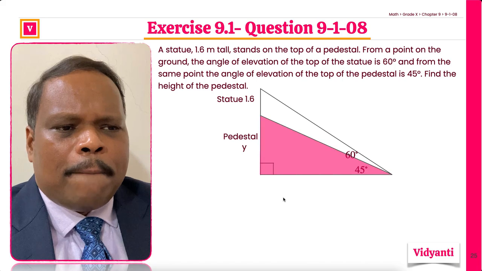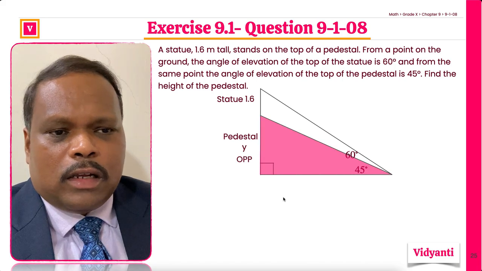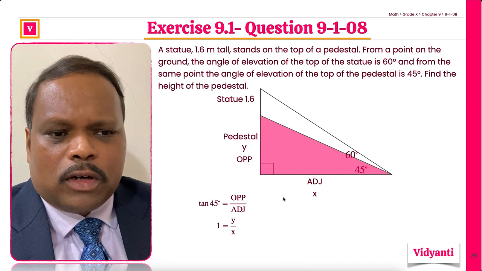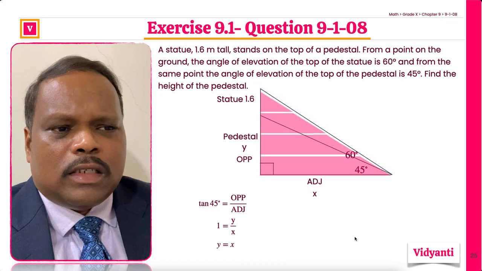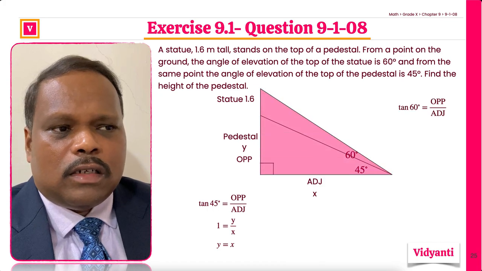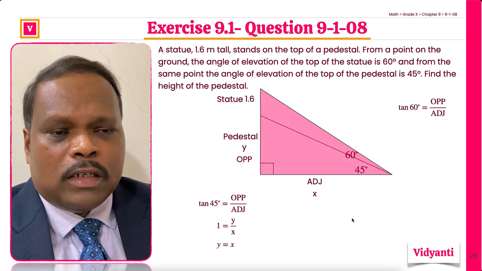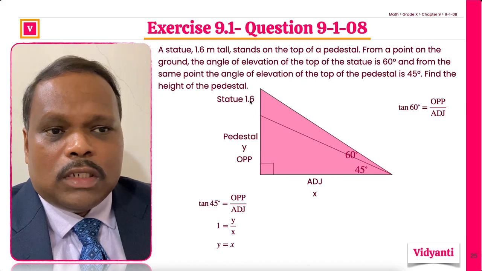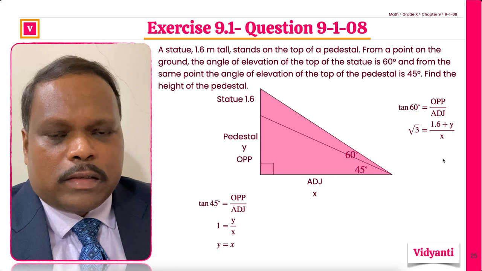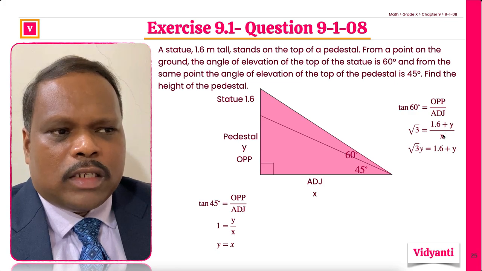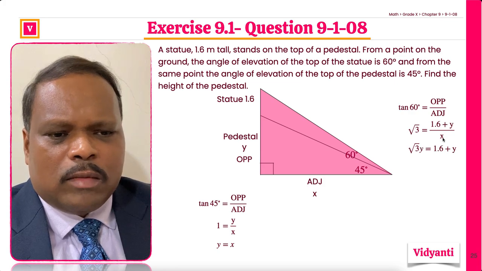Let's see. First we'll consider the smaller triangle, opposite over adjacent, tan 45 degrees. We'll get y over x as 1, so y is the same as x. And the second triangle, which is the bigger triangle, tan 60 will be opposite over adjacent. Now opposite is 1.6 plus y, and adjacent is still x. Remember, x and y are the same, so x can be replaced by y.